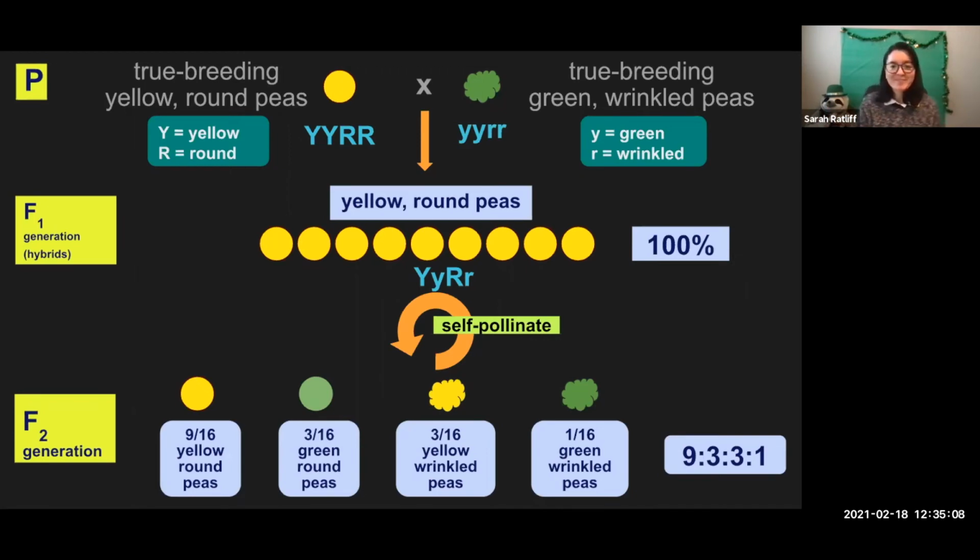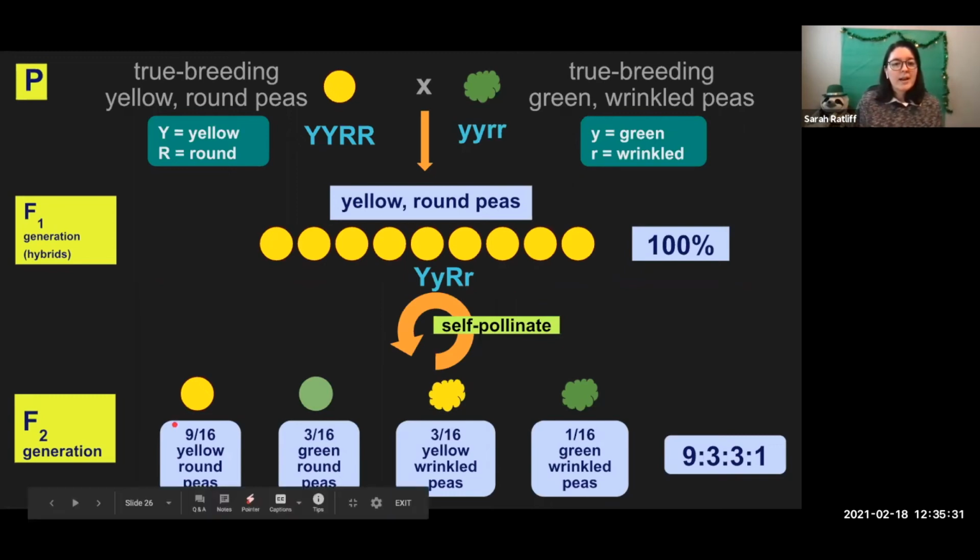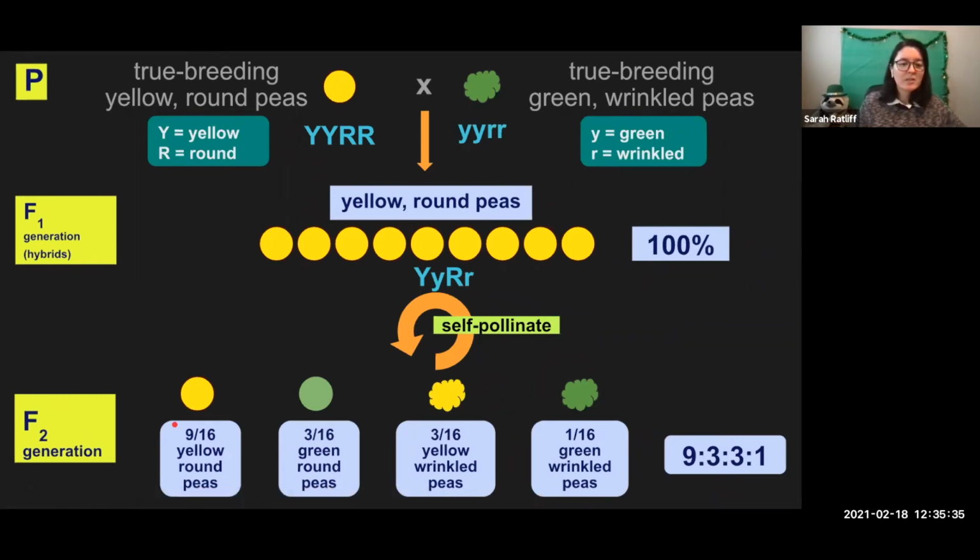Excellent question. All right, so our F1 generation, heterozygous. Because it's heterozygous for both traits, all of them are going to be showing the dominant phenotype, yellow and round. Then we take that F1 generation and we're going to self-pollinate. And here are our results for the F2 generation. Out of these 16 little plants that come out of it, 9 of them are yellow and round.